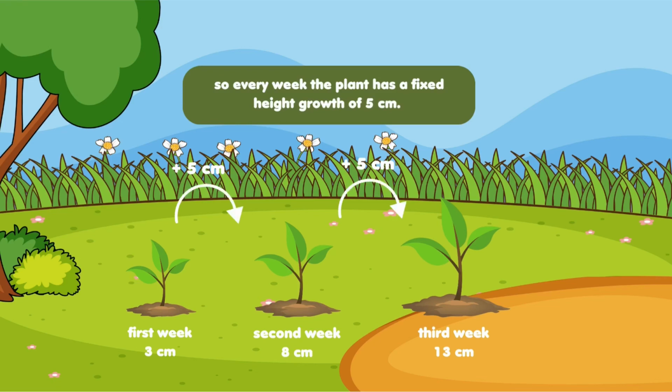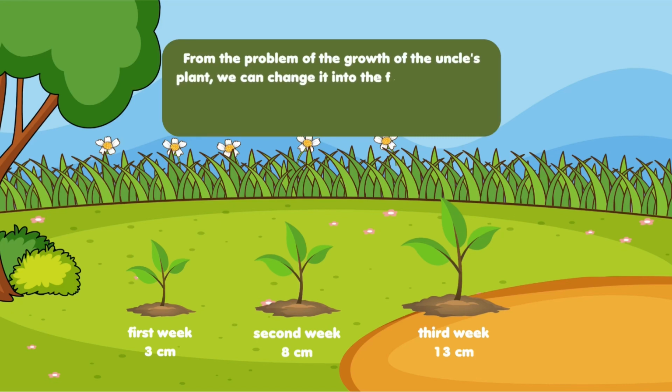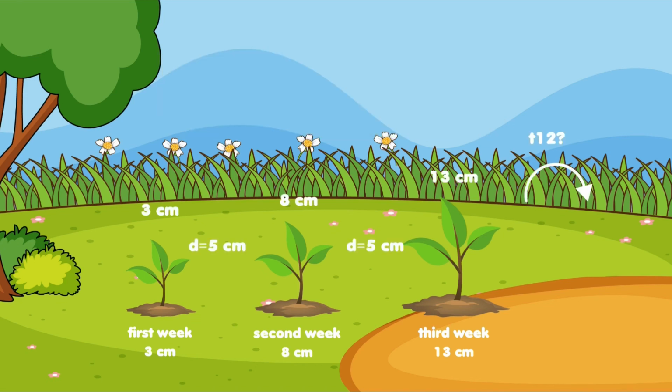Well, here there is an arithmetic sequence. From the problem of the growth of the uncle's plant, we can change it into the form of a series of arithmetic numbers such as 3, 8, 13, 18, and so on, with a common difference of 5. Now, in the problem of the uncle's plant growth, we can work on it using this formula. Take a look again. The first term, or A, is 3 centimeters. The second term is 8 centimeters. The third term is 13 centimeters, with the difference between the terms being 5 centimeters.